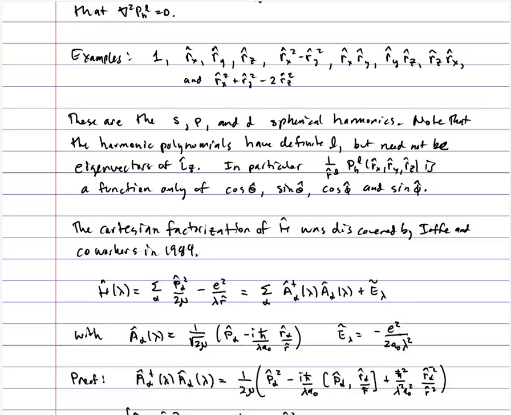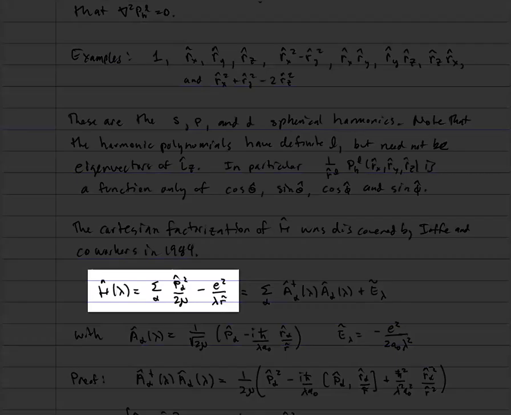All right, so this Cartesian factorization was discovered by Yaffe and co-workers in 1984. And what it says, let's just remind you of what the hydrogen Hamiltonian is. It's the sum over alpha of p alpha squared over 2 mu, mu being the reduced mass, minus e squared over r hat. And I'm generalizing it and calling it H of lambda, introducing a lambda in the denominator. We care about the case where lambda equals 1, but you'll see why we're working with a general lambda as we go further in the work that we're doing.